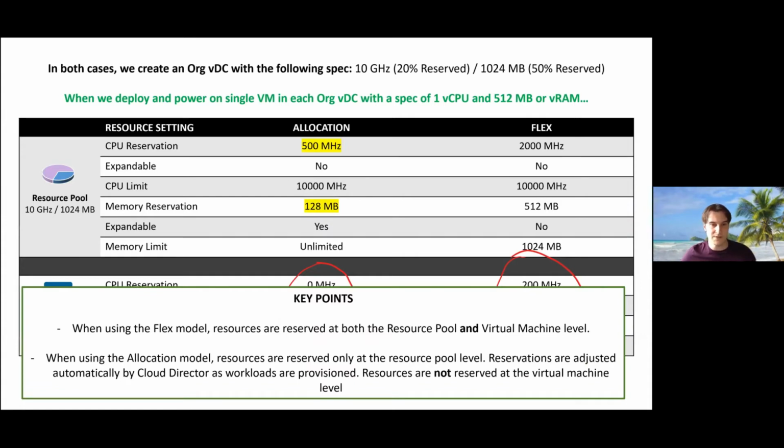So there are a few key points here. What we've seen so far is in the Flex model, resources are reserved at both the resource pool and the VM level. So this is where it becomes more granular. And when you're using the allocation model, resources are only reserved at the resource pool level. As we work with vCloud Director and we deploy workloads, Cloud Director is updating the resource allocations dynamically. But resources are not reserved at the VM level, which means until a customer deploys a workload, we don't see that reservation in the SDDC.